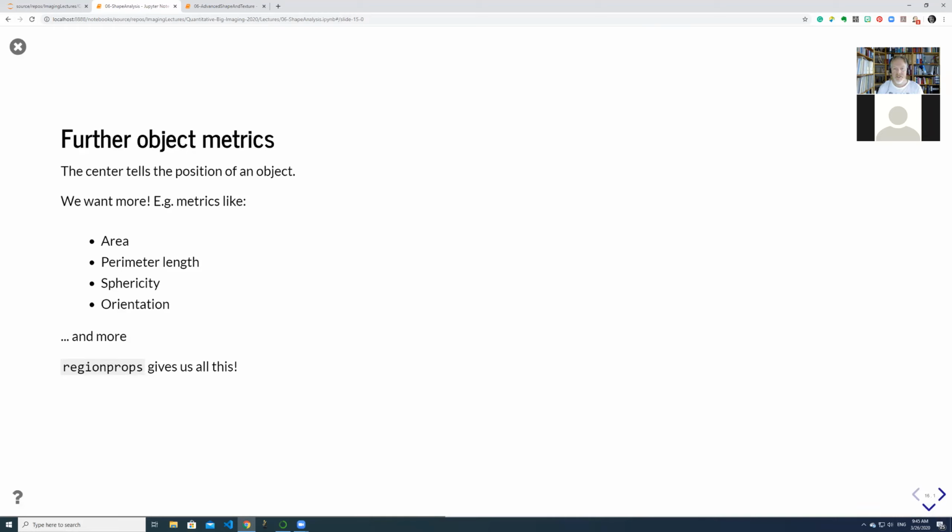Orientation is also interesting. Well, for a sphere, not really interesting because it's round. You can turn it any way you want. But as soon as it's something that is elongated in some way, then the orientation can be interesting. And well, as people usually do this, there is a collective function in Python called regionprops that gives us all this and a lot more.